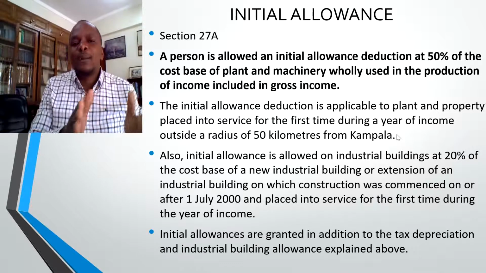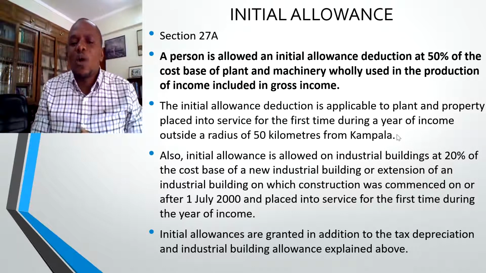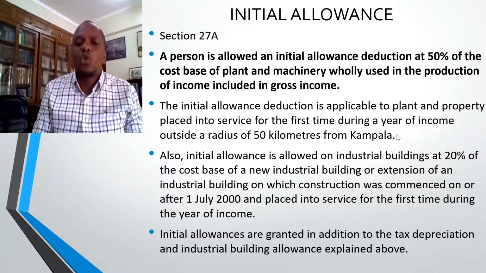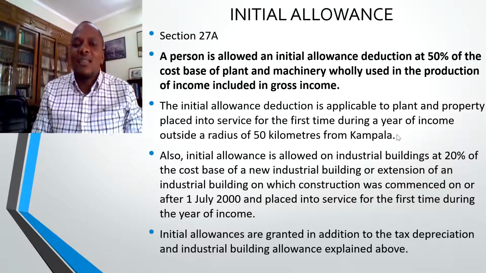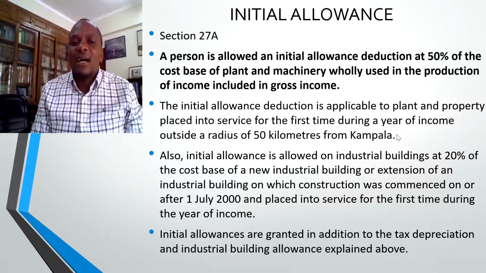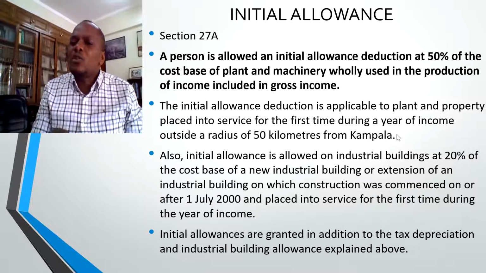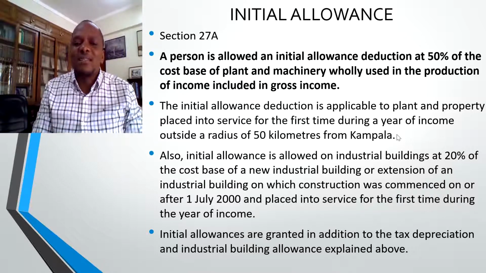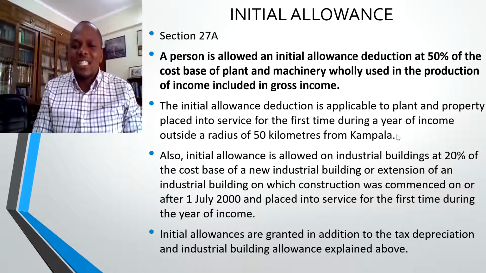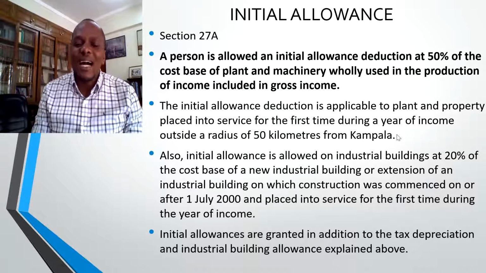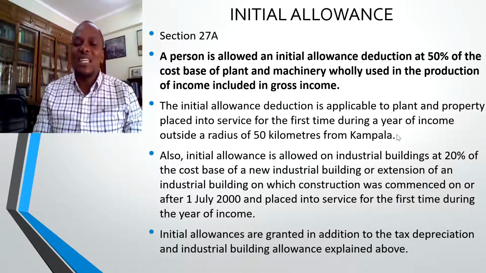Now we've looked at deductions with regard to intangible assets and goodwill. Now I want us to look at initial allowance. This initial allowance is provided for under Section 27A. That's, I think, the amendment under the Income Tax Act. And that section has the effect that a person is allowed an initial allowance deduction at a rate of 50% of the cost base of any given plant or machinery. That machinery must be wholly used in the production of income, which income must be included in gross income.